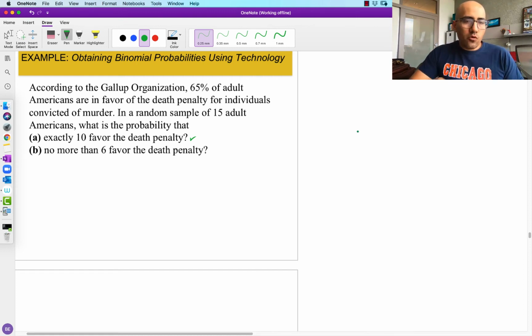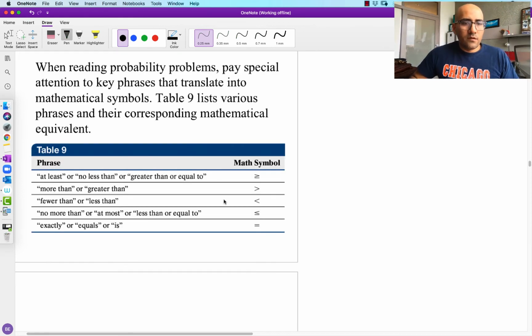So no more than, that language, we have to get used to some of these ideas. Less than, more than, no more than, no less than. So let's look at some of those interpretations. Okay, so these are some of the phrases we got to get comfortable with. So for example, if you're reading a word problem and it says at least, no less than, or greater than or equal to, it means that we are looking for a value that is equal to that value or greater.